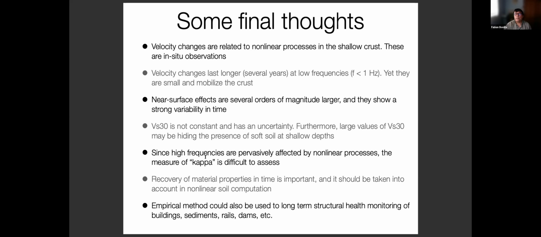And finally, probably some of you are working on the kappa value, or the high frequency attenuation. Since nonlinearity is very well observed in this kind of material, it's very difficult to assess what the meaning of this kappa value is.